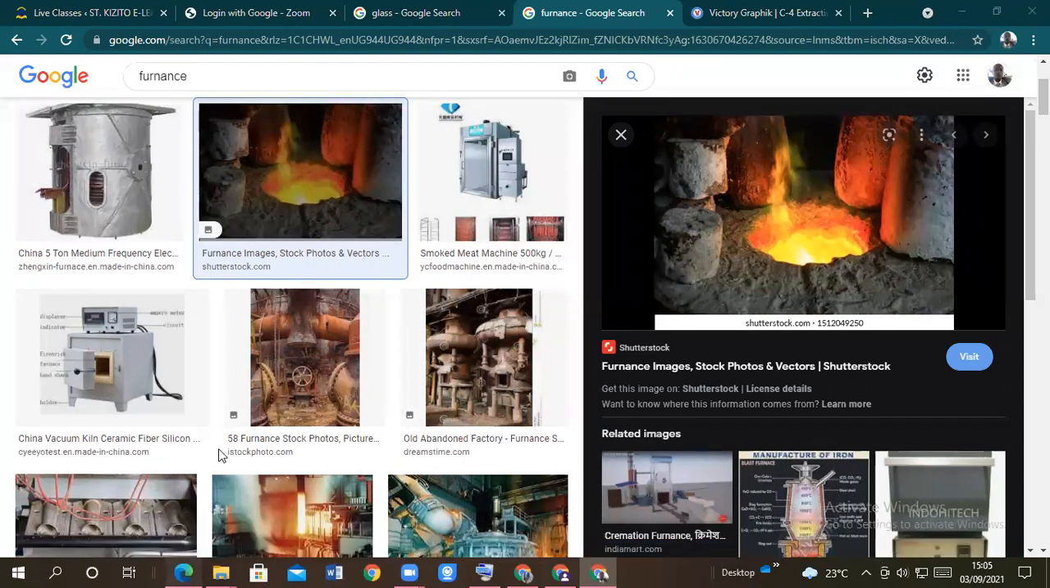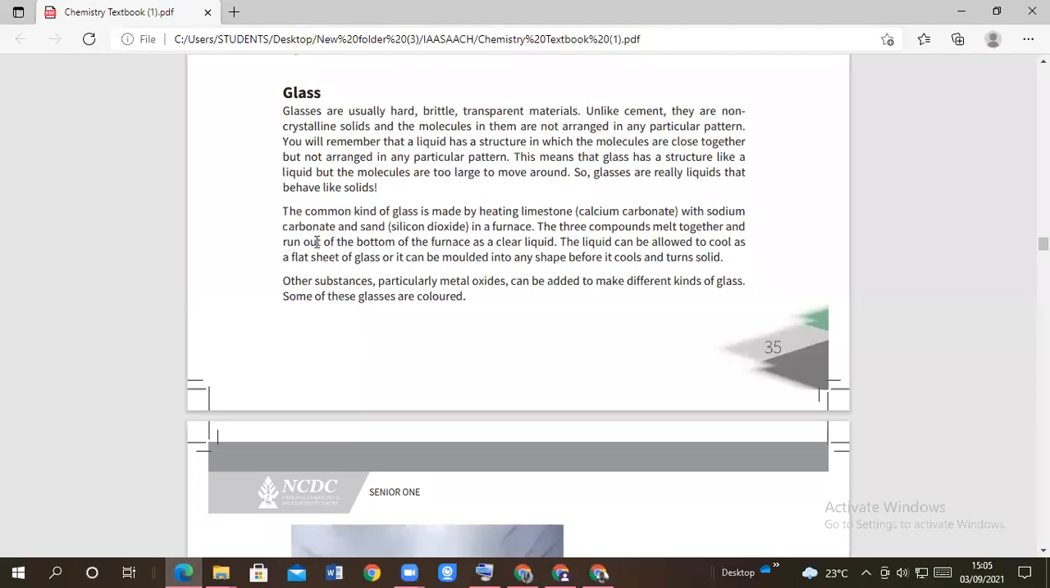Okay. Let's go back to our discussion. They say the common kind of glass is made by heating limestone, calcium carbonate, with sodium carbonate and sand, which is silicon dioxide, in a furnace. If you heat limestone with sodium carbonate and sand, you will form glass. The three components melt together and run out of the bottom of the furnace as clear liquid. Okay? You get it?